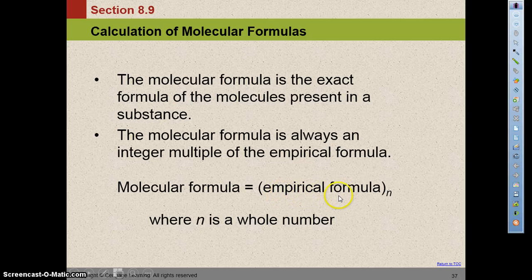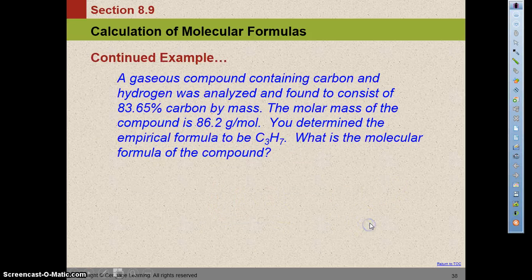You have to do that in order to find the molecular formula, and then you're going to multiply each atom within that molecule by a certain whole number to get the molecular formula. Okay, let's look at this example.